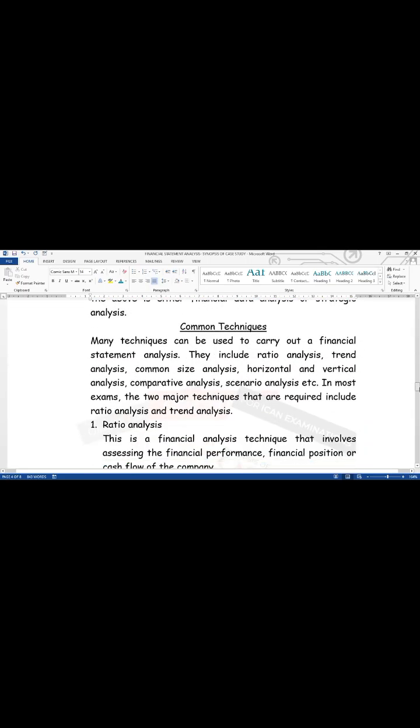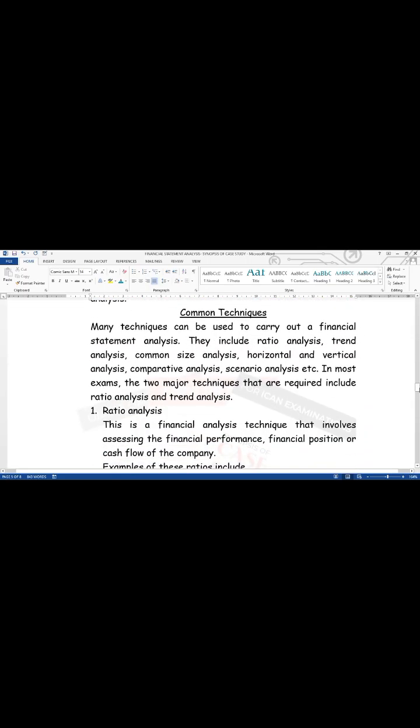Now there are some common techniques that you can use. Many techniques can be used to carry out a financial statement analysis, so many innumerable techniques, but we're just going to be limiting them down to the ICAN case study. They include the ratio analysis, the trend analysis, the horizontal and vertical analysis, comparative analysis, scenario analysis, and so forth.